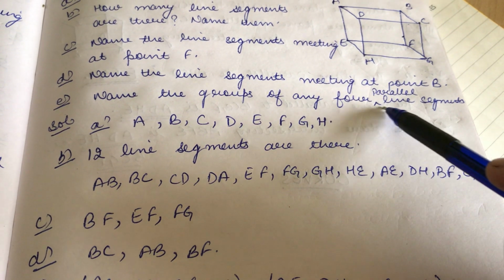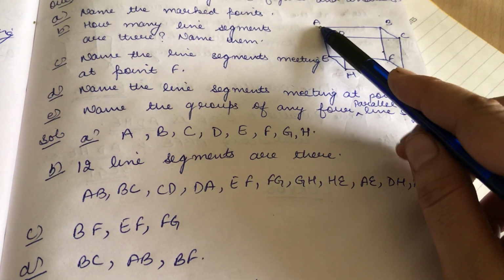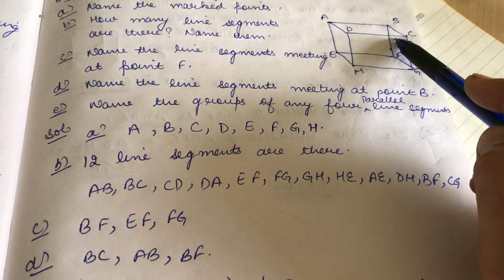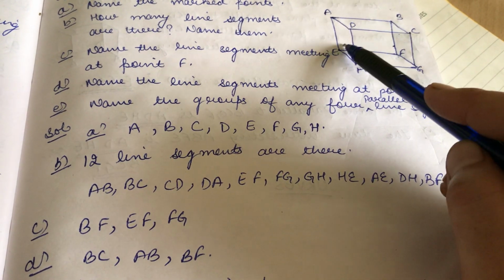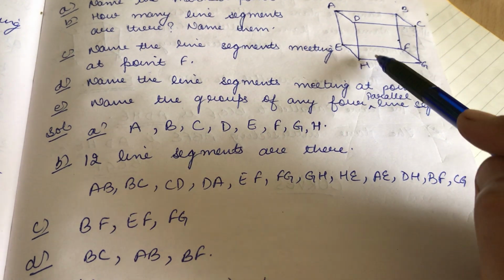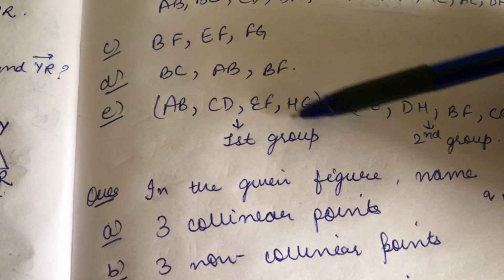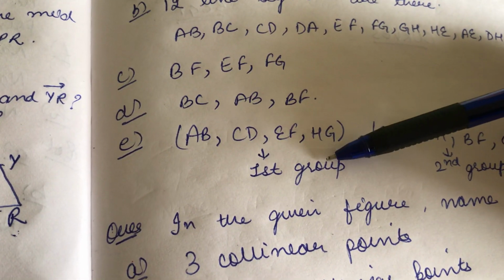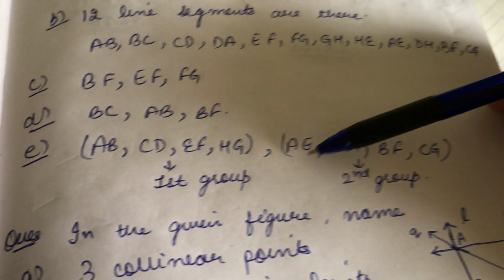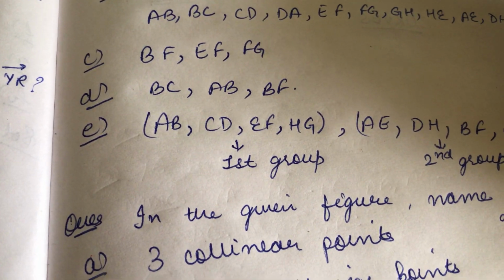Name the groups of any four parallel line segments. AB and CD, they are parallel. Now AB is parallel to EF also and CD is parallel to HG. So we can say AB, CD, EF, HG form the first group of parallel lines. Next AE, DH, BF and CG. They form the second group.